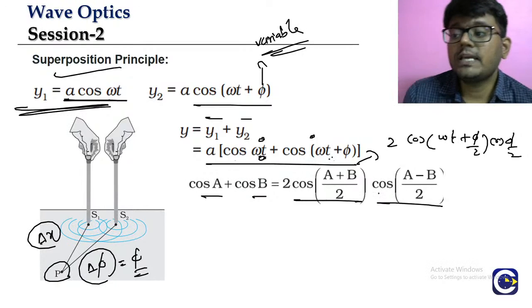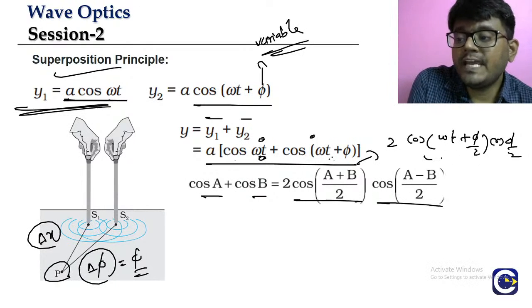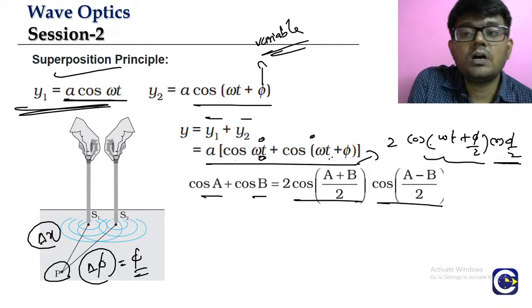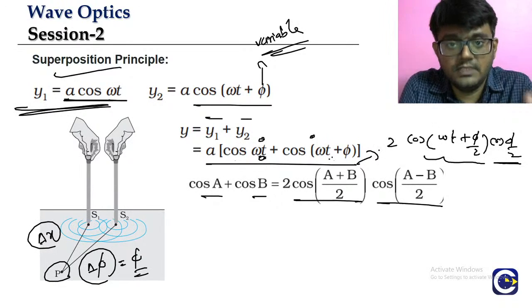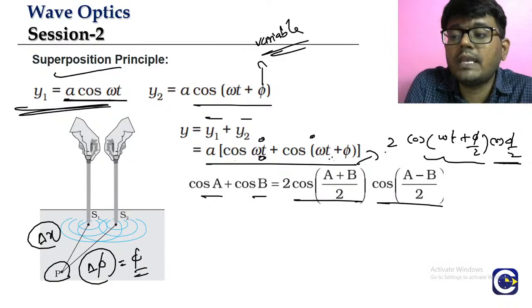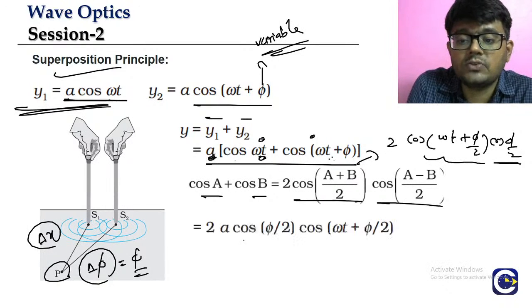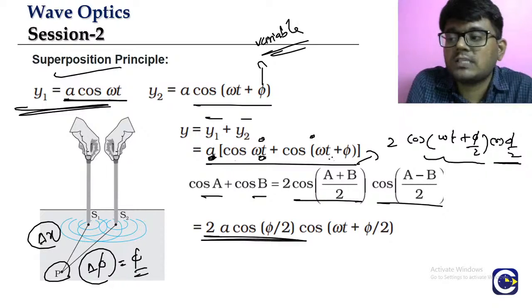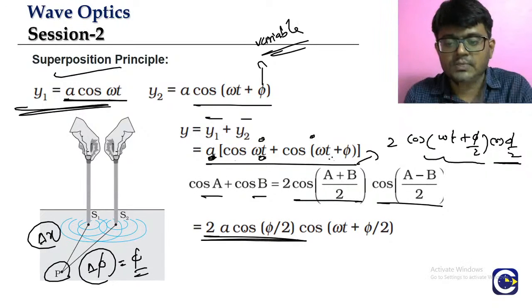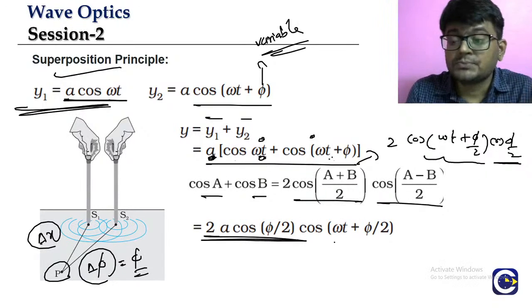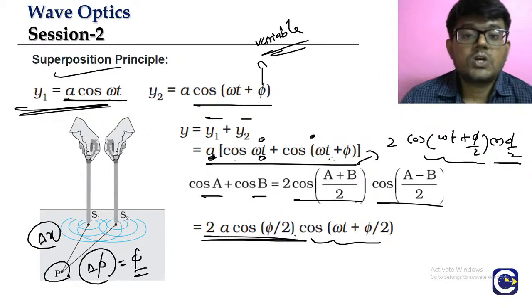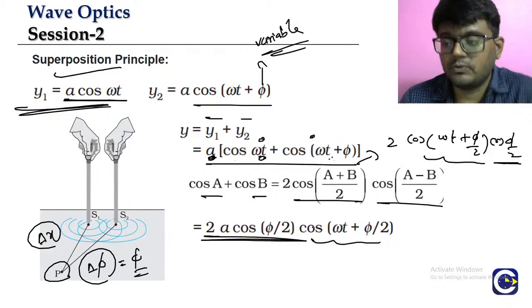So here if you see, the variable part is where you have the time. Cos phi by 2 is also a constant factor depending on the phi value. So how we can write it? A is already there, so we can write it like this. A is there, 2 is there. We will take the cos phi by 2 also together. 2a cos phi by 2 into the time variable part, it's cos of (omega t plus phi by 2).